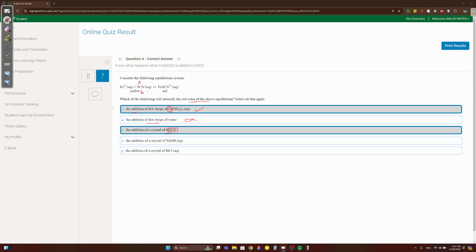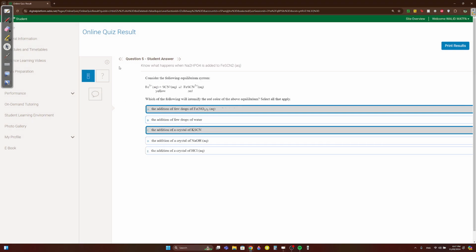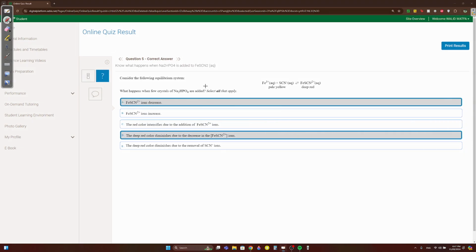So it has to decrease SCN. How does it decrease SCN? We can do that by using up the SCN. What happens when we use up SCN? It makes more products, right? So doesn't that shift the equilibrium forward? Yes, forward. The addition of any OH. We don't have Na, we don't have OH. We don't have HCl either. Okay, these two only. Question 5. What happens when Na2HPO4 is added?